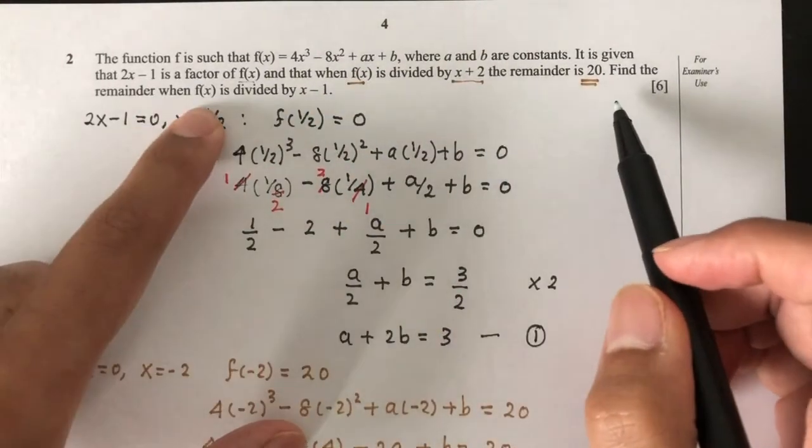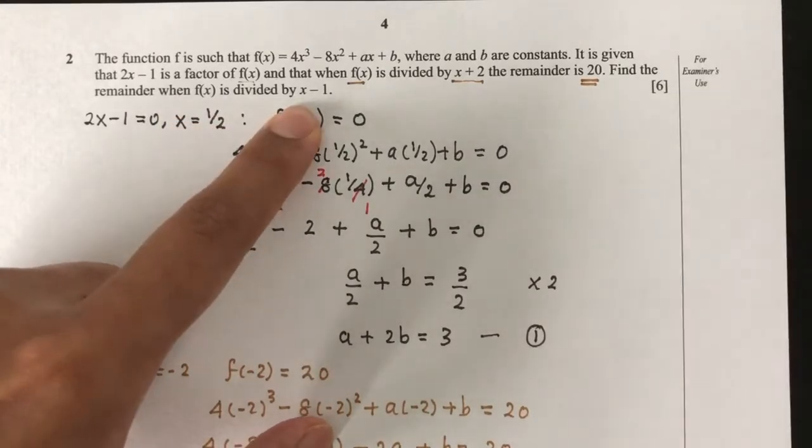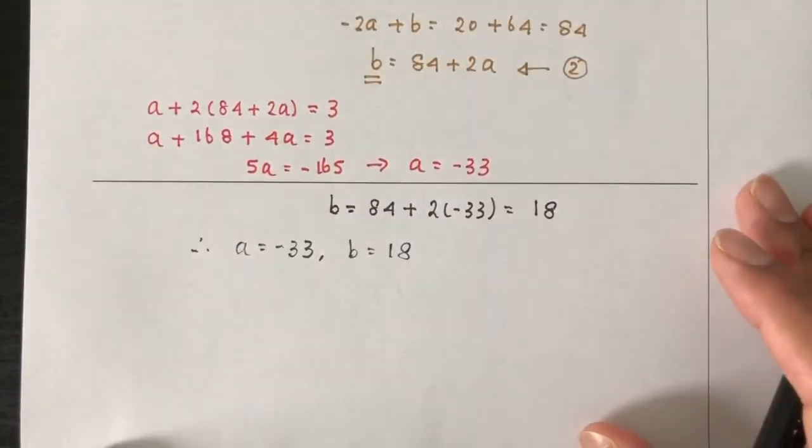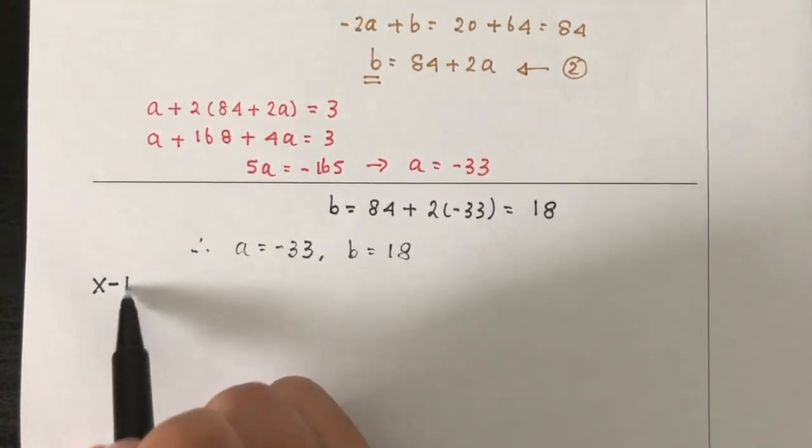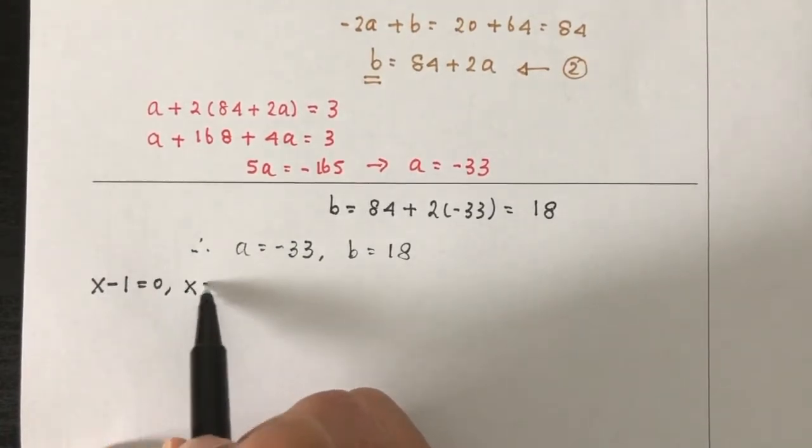The main question is to find the remainder of f of x when divided by x minus 1. So let's do that. x minus 1 equate to 0. x is equal to 1. That is the value of x.